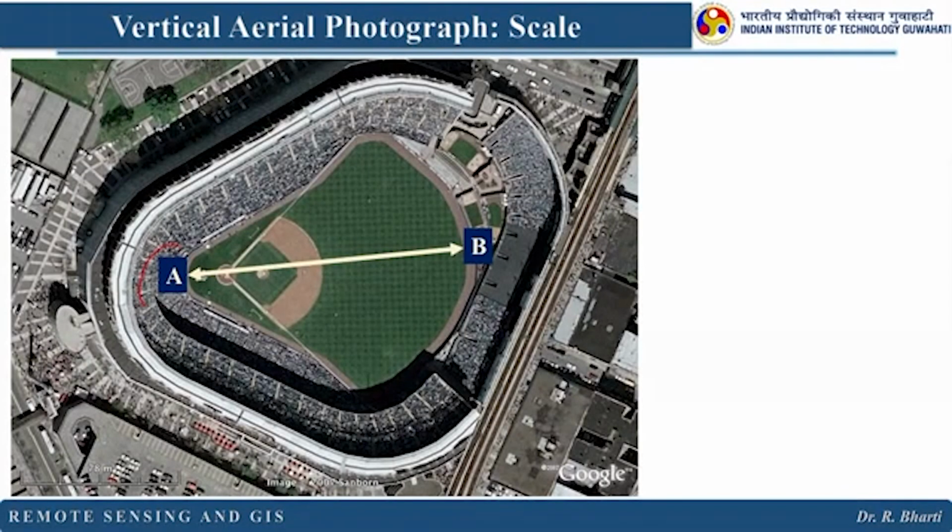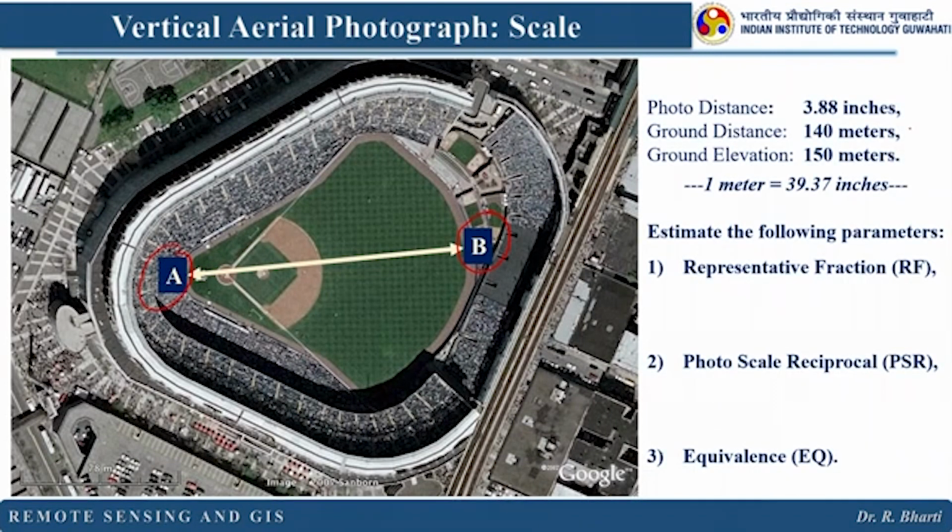So, for a vertical photograph, I have taken this A and B location and their distance. You can easily measure the distance between these 2 points on the photograph based on the spatial resolution, and assuming we have the ground distance, we have visited that particular place and you have measured that. So, here we have a few knowns: the photo distance, the ground distance, and the ground elevation, and this is the hint.